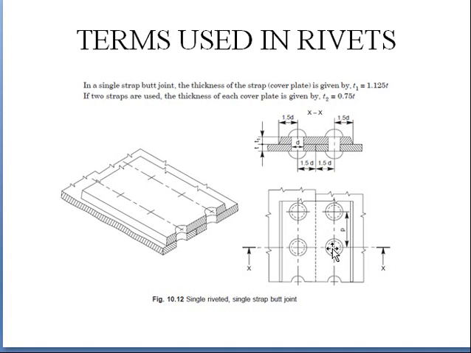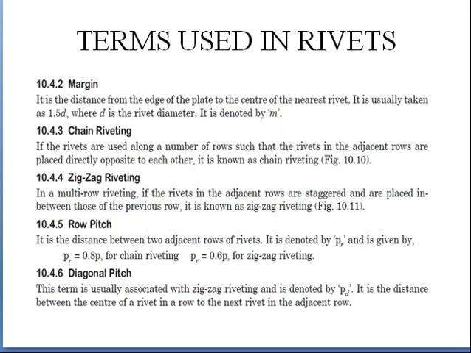And the distance between this rivet and this rivet is called the diagonal pitch. Now if we are having only one strap, then we take T1. T1 is 1.125 into T, where T is the thickness of the plate. And if we are using two, one plate at the top and one at the bottom, then we consider T2, which is 0.75 into T. It means T1, or T2 at the top and T2 at the bottom.